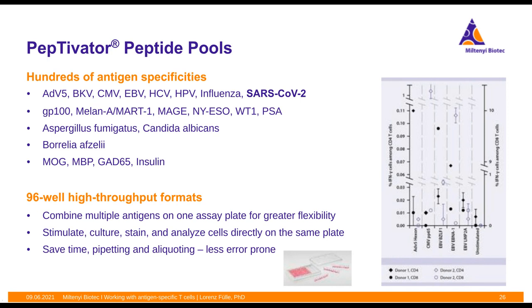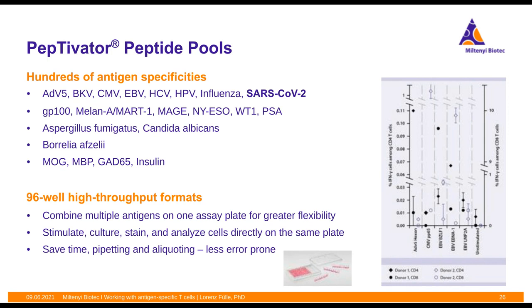And in the plot here on the right side, you can see how efficiently the PepTivators actually stimulate both CD4 positive T cells shown on the left axis and CD8 positive T cells shown on the right axis. And here we assess the expression of gamma interferon after stimulation with the respective PepTivator in two donors.